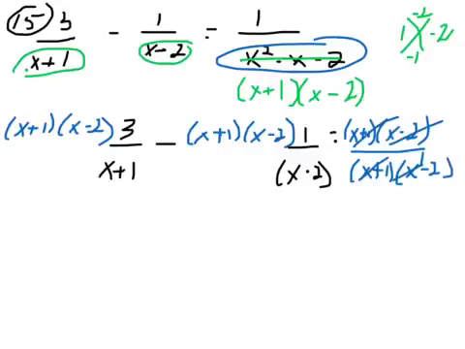Now, when everything cancels out over here, I don't have 0, I have 1, because x plus 1 goes into x plus 1 one time, x plus 1 goes into x plus 1 one time, x minus 2 goes into x minus 2 one time, x minus 2 goes into x minus 2 one time. I end up with 1 on the right, okay?